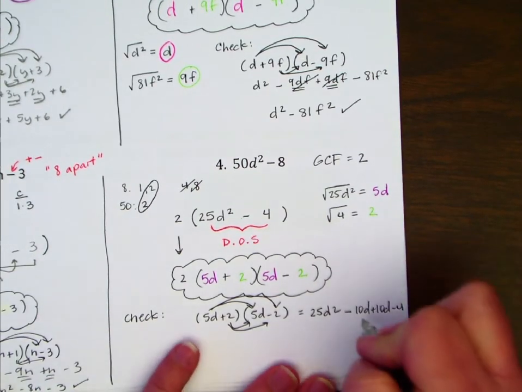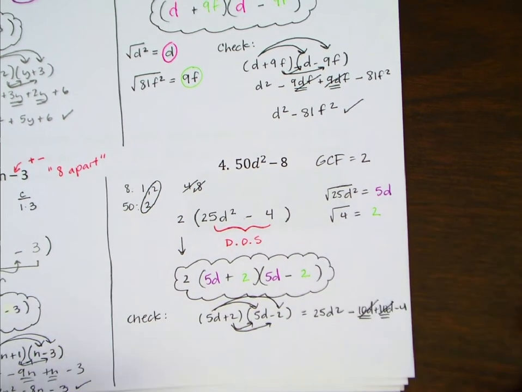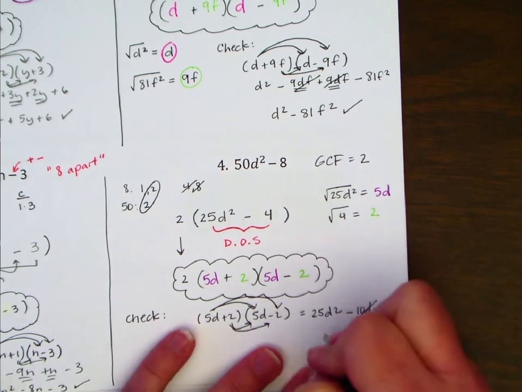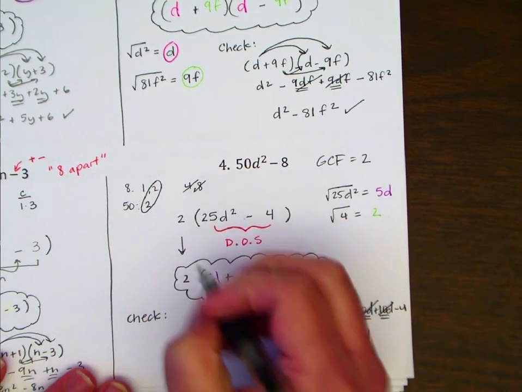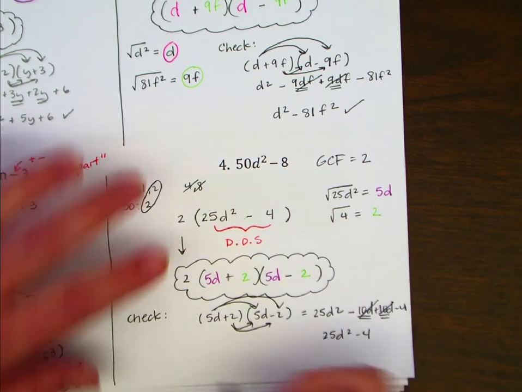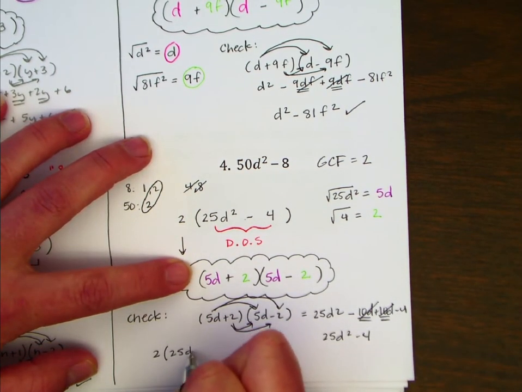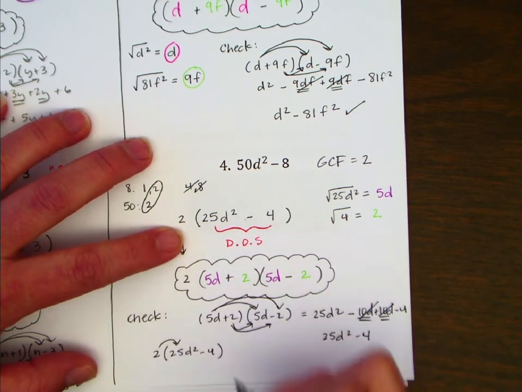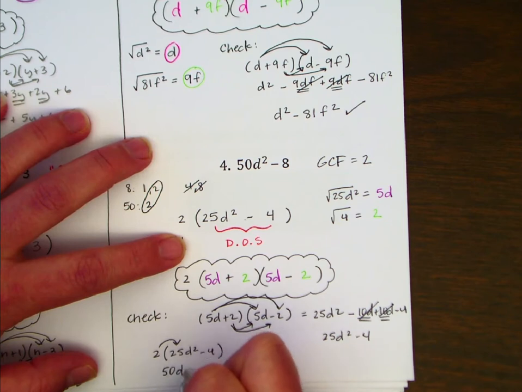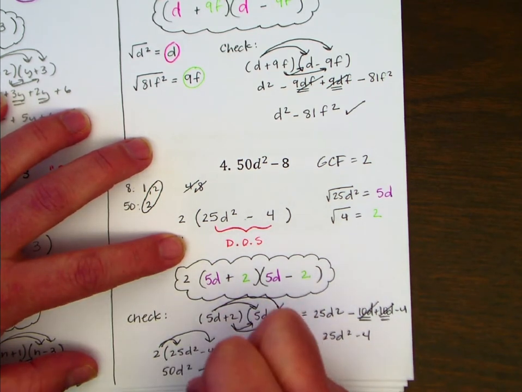I'm running out of room. So the middle terms, negative 10d plus 10d goes to 0. We expected that because it's a difference of squares. So then I get 25d squared minus 4, but don't forget about your little 2. Okay, so then you have to do 2 times 25d squared minus 4 and distribute. So you get 50d squared minus 8. And that's exactly what we wanted.